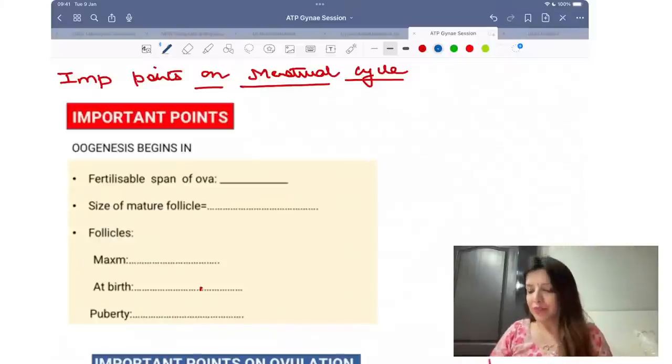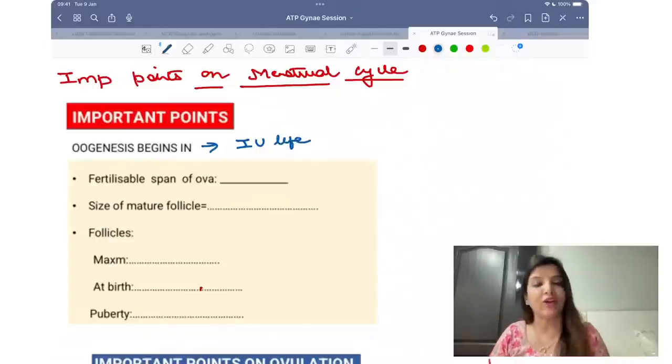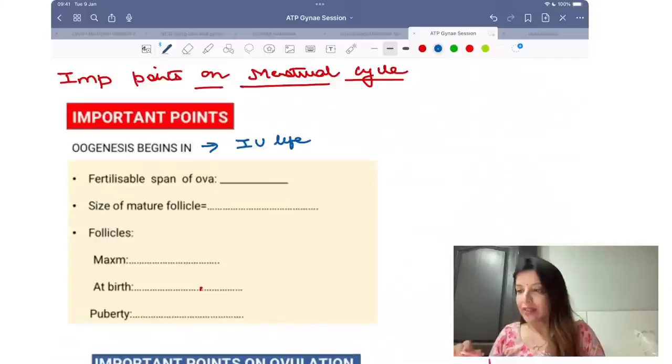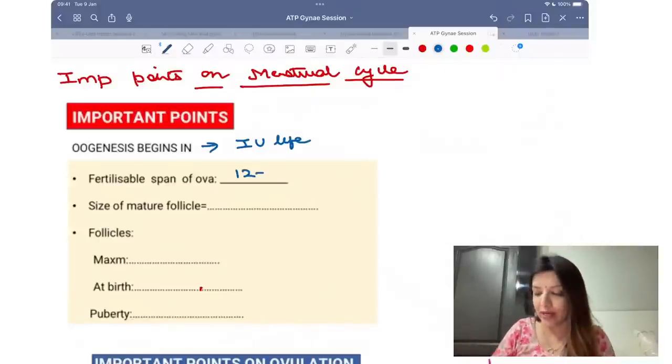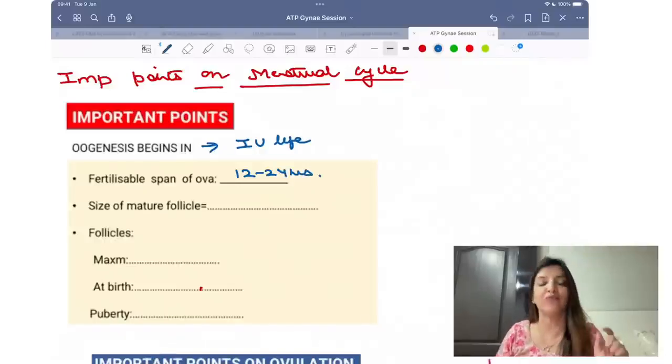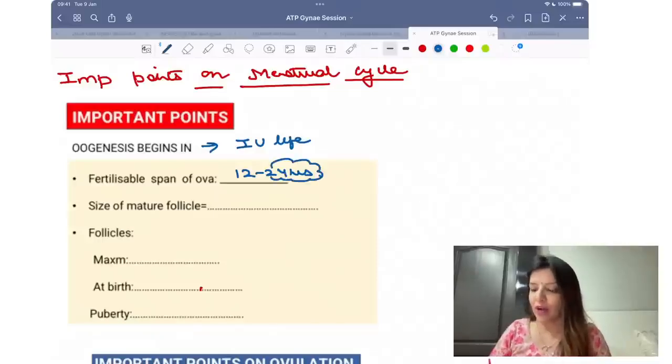Oogenesis, please remember, begins in intrauterine life, whereas spermatogenesis begins at the time of puberty. Then, fertilizable span of the ova. What is the fertilizable span of the ova? Fertilizable span of ova is 12 to 24 hours. If you have to choose between 12 to 24 hours, then it is 24 hours.